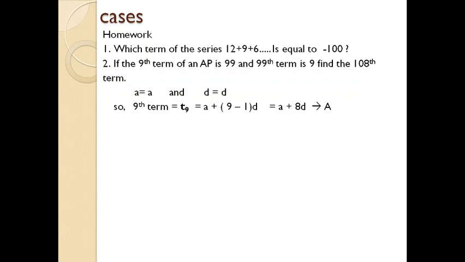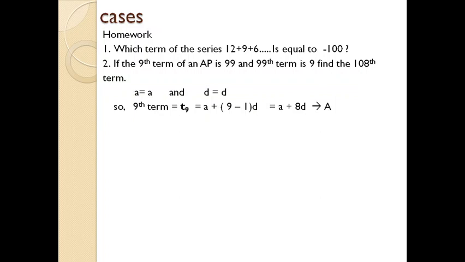Here in the question it is given that the 9th term of the AP is 99 and the 99th term is 9. There are no details regarding the value of a and d. Nothing is given. So let's assume a to be a and d to be d. You can use x or y, it's your discretion. For the time being, I am using a and d. As per the question, T subscript 9 equals a plus 9 minus 1 d, so you will get a plus 8d.